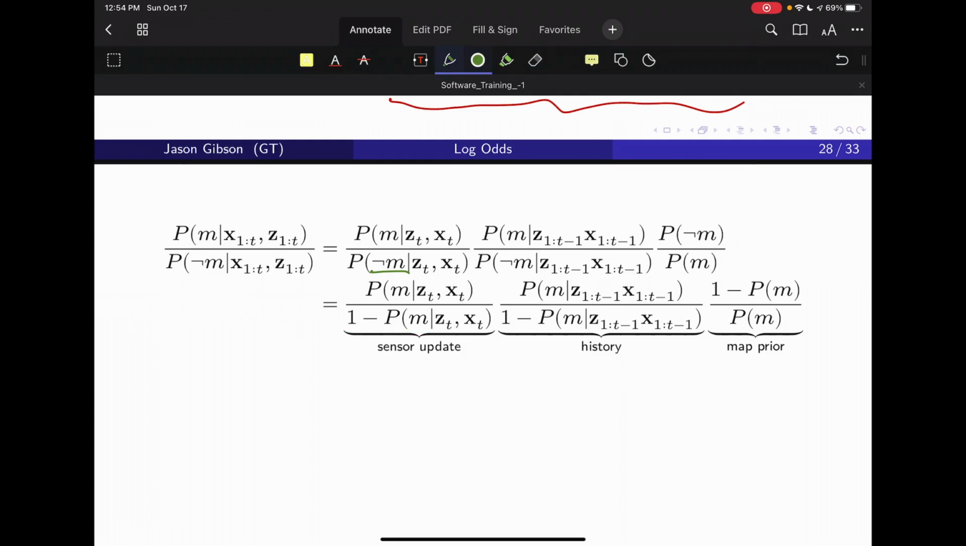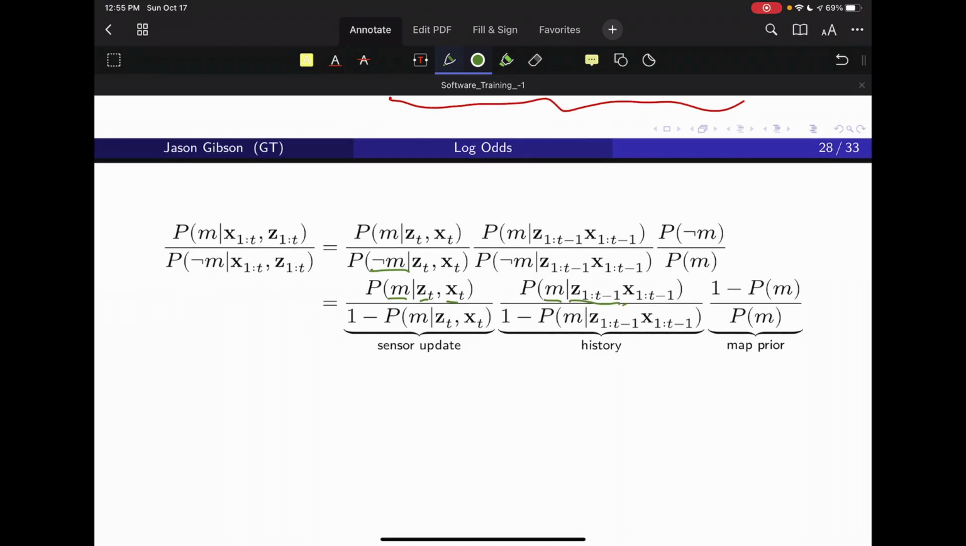So then if we look at what we have here, we can break these into discrete parts. This is our sensor update because it is what is the probability of it being occupied given some sensor reading and some current state. And then we have something that represents the history. What is the probability of it being occupied given our history of sensors and our history of states? And then finally, we have this thing here, which is our prior, which is just what's the probability of being occupied in the first place.